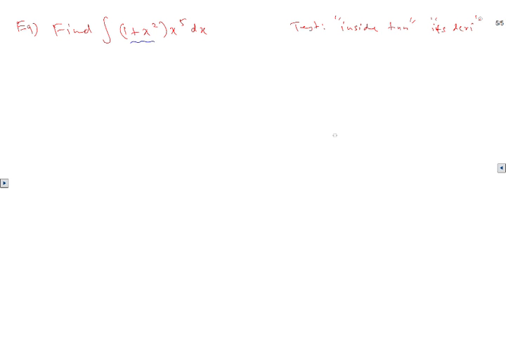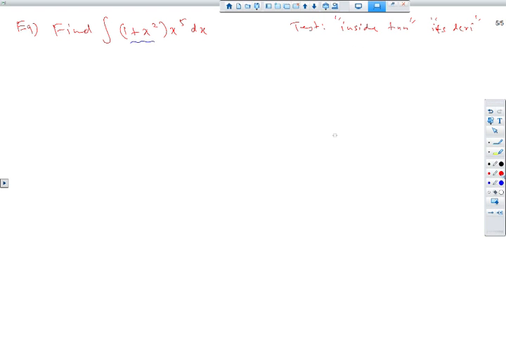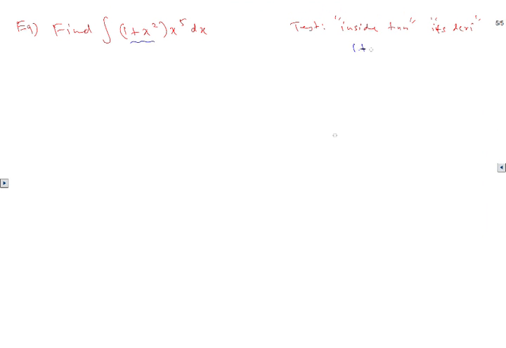So let's see how it's going to work. Here the inside function is 1 plus x squared, and its derivative is 2x, but that's not what we have. Instead we have x to the 5th. So what we're going to do is change x to the 5th to x times x to the 4th, and then x to the 4th you can replace by that again. Let's see how the argument works.